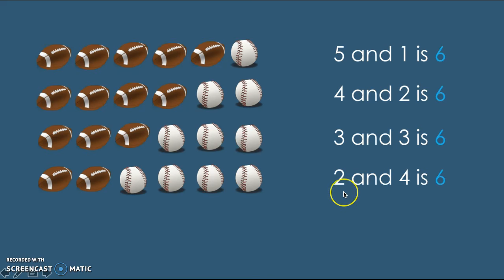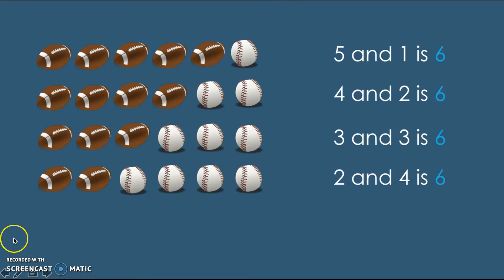There was another sentence we said that had the numbers 2, 4, and 6 in it. Do you see it anywhere? There it is. 4 and 2 is 6, and 2 and 4 is 6. Oh, that's kind of a weird pattern. Look, the footballs are getting less and the baseballs are getting more.